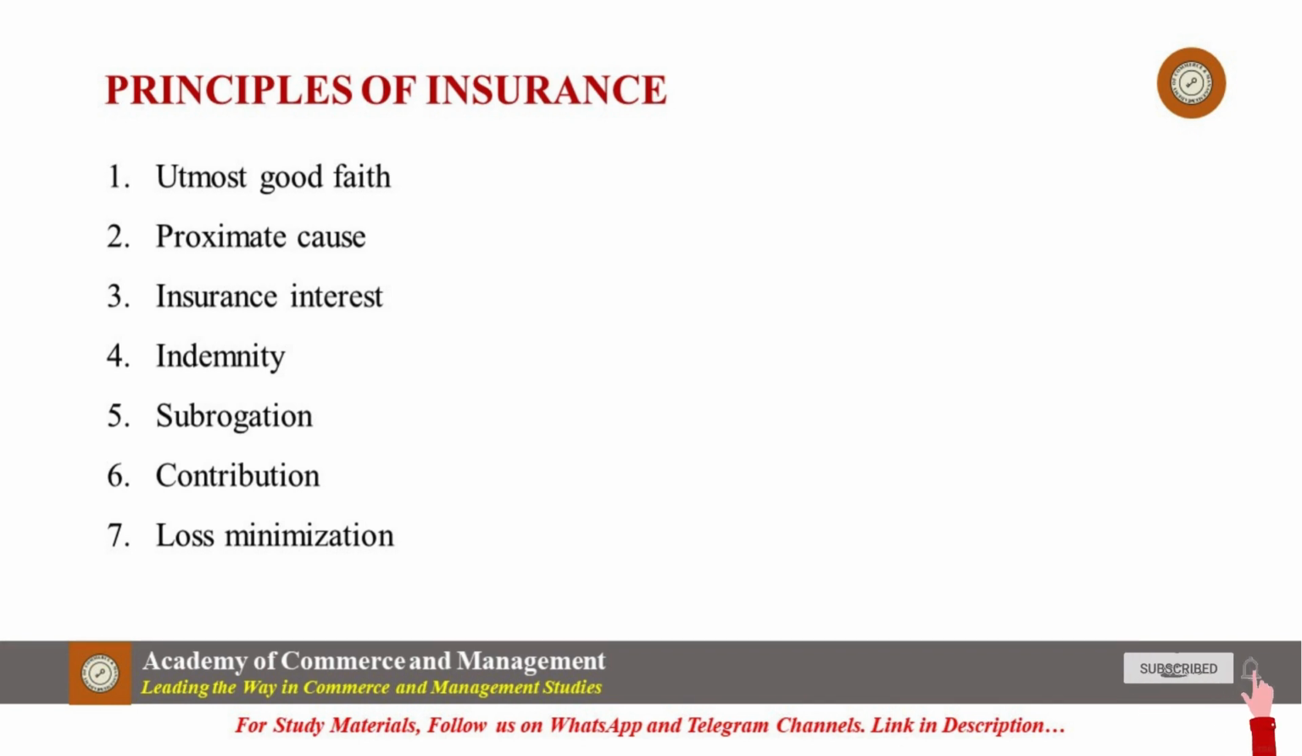The last principle of insurance is loss minimization. As per the principle of loss minimization, it is obligatory for the insured to take necessary actions to minimize the loss to the insured property. The principle of loss minimization states that the owner cannot be irresponsible or negligent about their insured property.